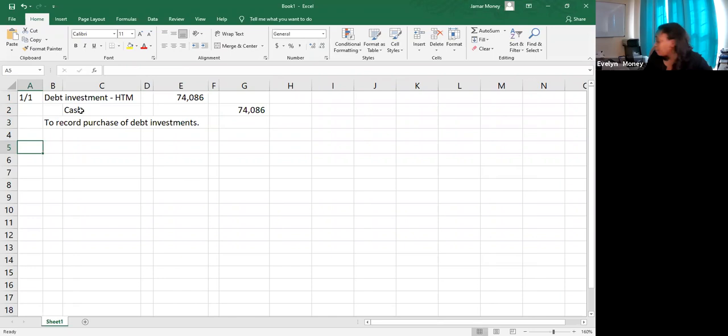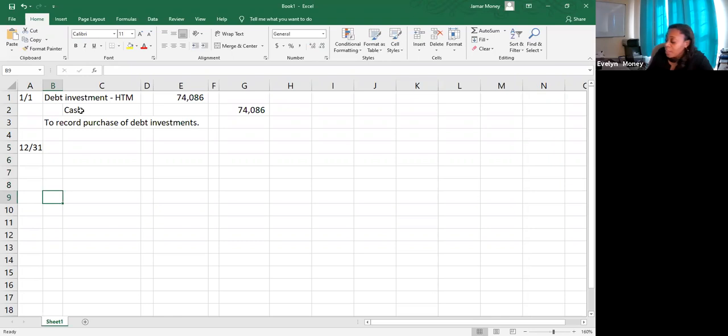Now, in the next entry, we have to do the entry for the receipt of annual interest, assuming they receive interest as of the end of the year. So there are a couple of things that we need to calculate for this one. We have to determine the cash interest payment that we're going to receive, and we have to determine the interest expense. So I'm going to skip a couple of lines, and let's deal with the cash interest payment that we will receive first.